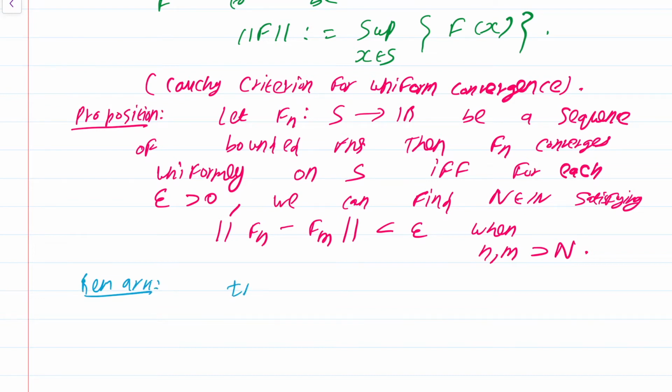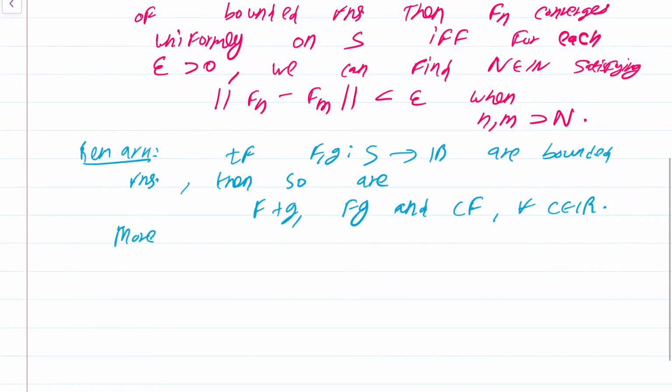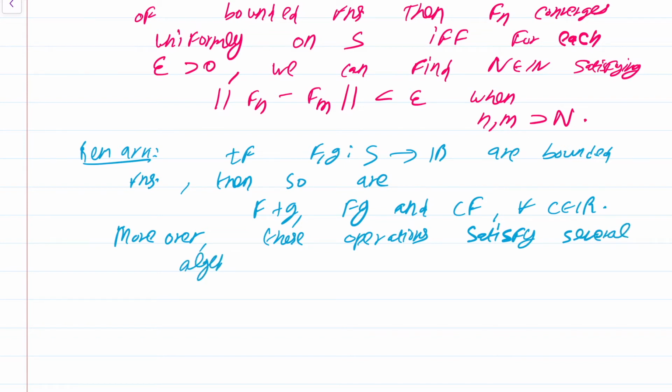If f, g from S to R are bounded functions, then so are f plus g, fg and cf for all c in R. These are all going to be bounded functions. Moreover, these operations satisfy several algebraic properties.